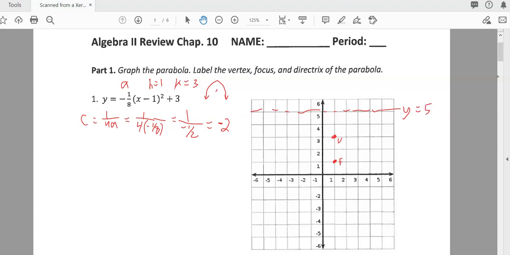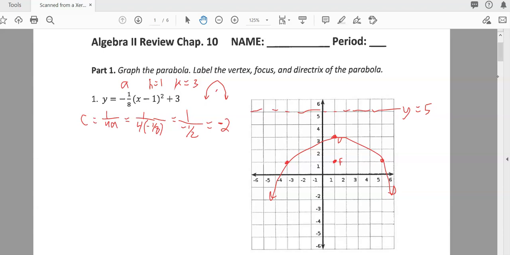Since I went down 2, I'm going to go over twice that amount, or 4 to the right and 4 to the left, so it's 2c in each direction, and I'm going to graph my parabola. Now, I didn't use a lot of formulas. You could have used the formulas, right?